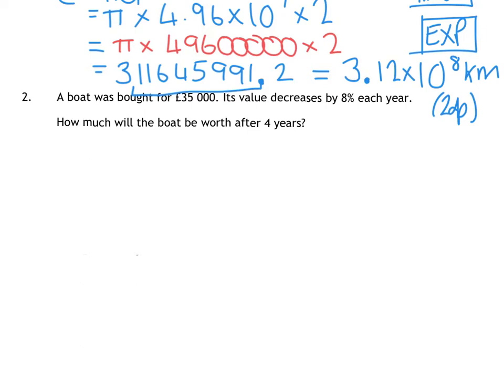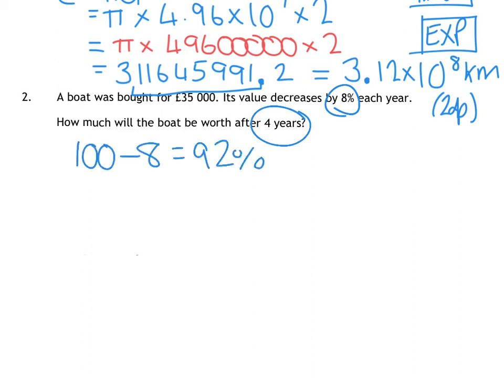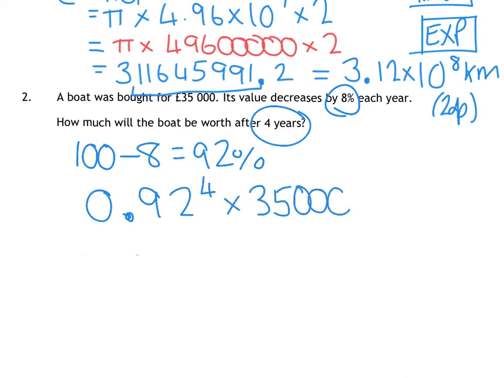Okay, question 2, your standard repeated percentage question. So let's have a wee read. We have a boat that is going down in value by 8% for 4 years. So if someone's going down by 8%, you start with 100, you take away 8, and that is equivalent of 92%. As a decimal, 92% is written as 0.92. You're just dividing by 100. We're doing it for 4 years, so power 4 times 35,000. Okay, so that's just a quick way of doing these ones. It's the easiest way to do it instead of repeatedly doing the same sum.